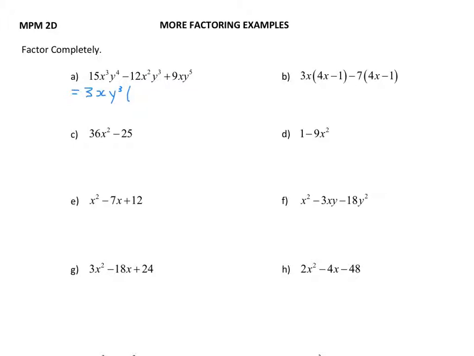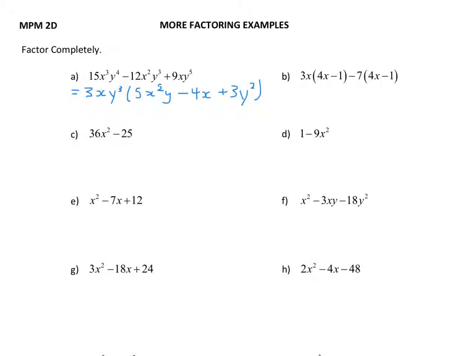And then when I divide every term by the 3xy cubed, I'm going to get a 5x squared y for the first part, a minus 4. I need another factor of x to get x squared, and I already have my y cubed that I need for that term. And then we're going to have a plus 3. I have an x, and I only need one x, or x to the 1. I have a y cubed, but I need y to the 5, so I need 2 more factors of y there. So that is my factored form.